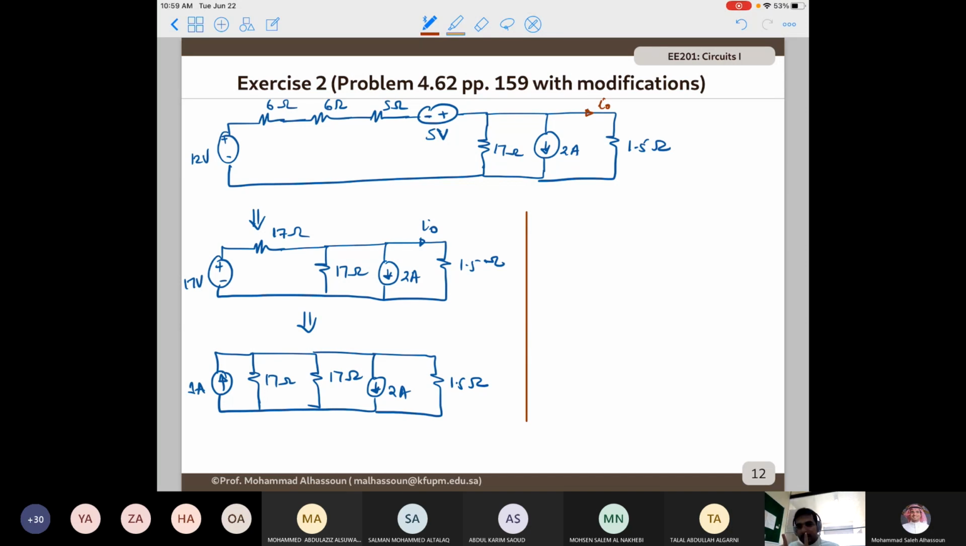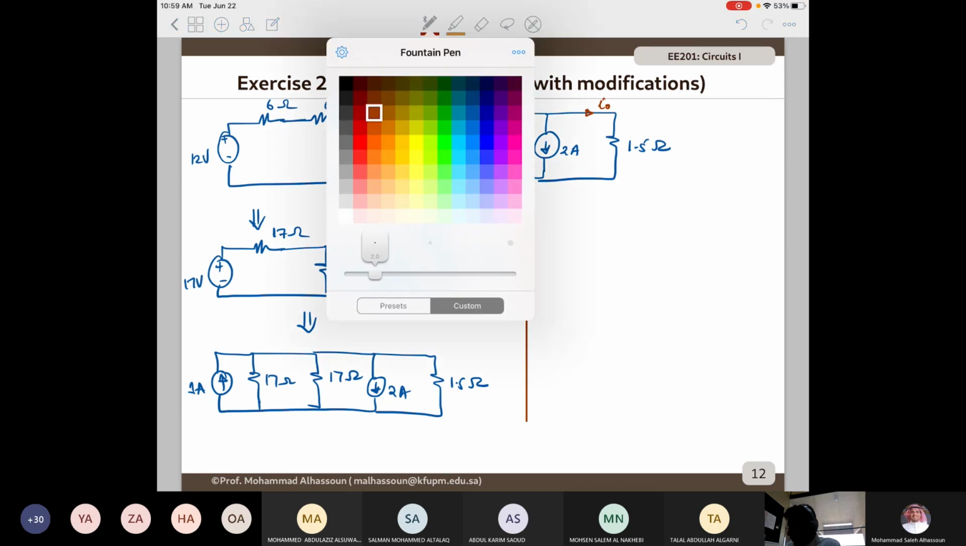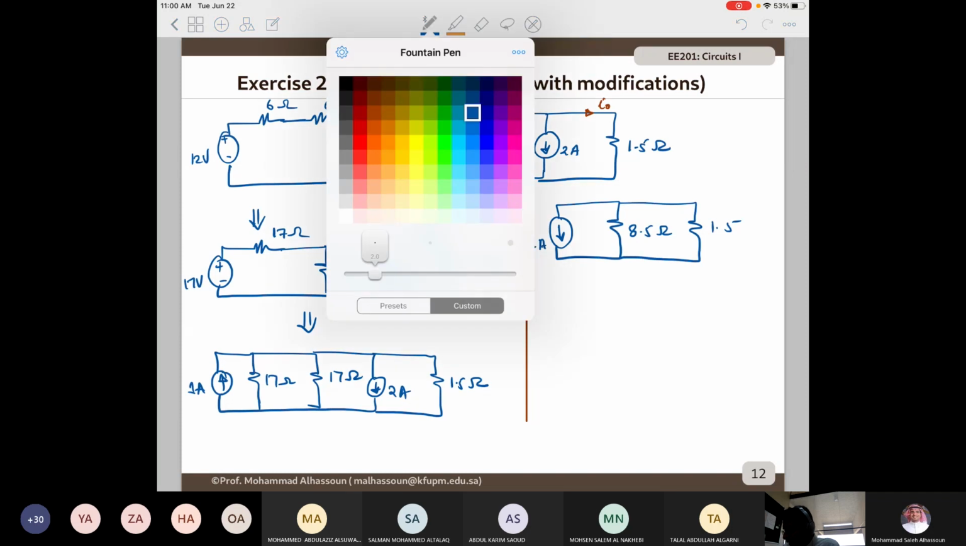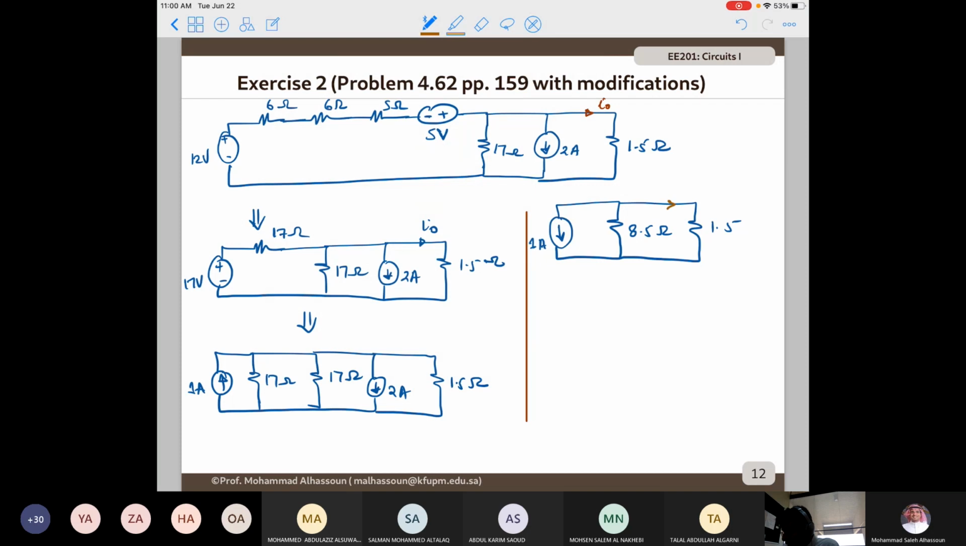You have 2 current sources. They are in parallel, so you can add them up. So the result will be something like this. And this one is going to be 1 ampere. So remember, you're asked to find I naught, which is this current.